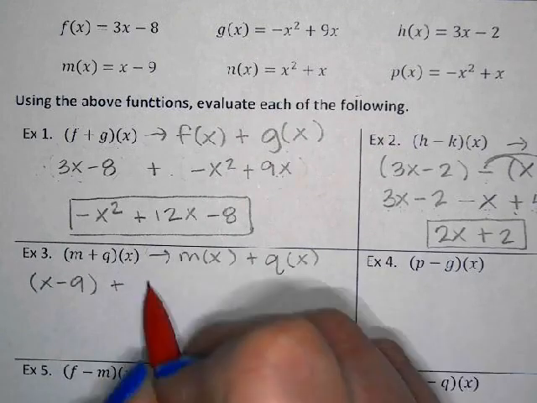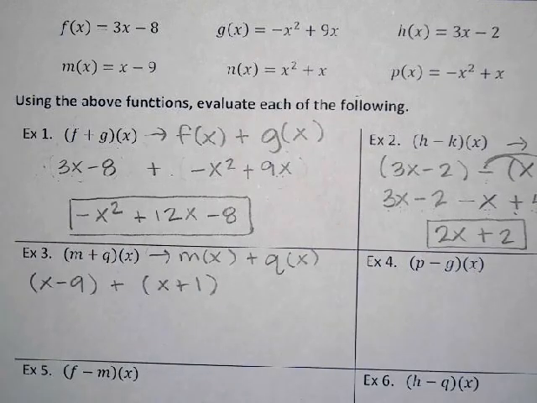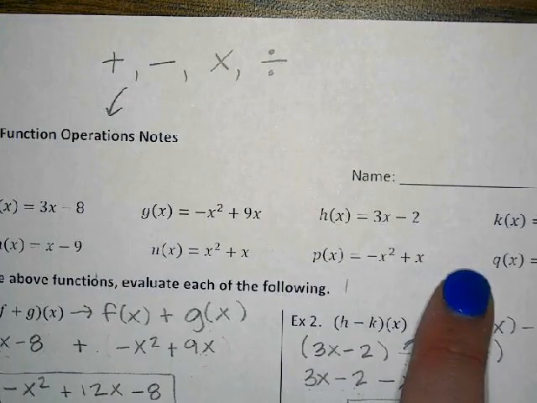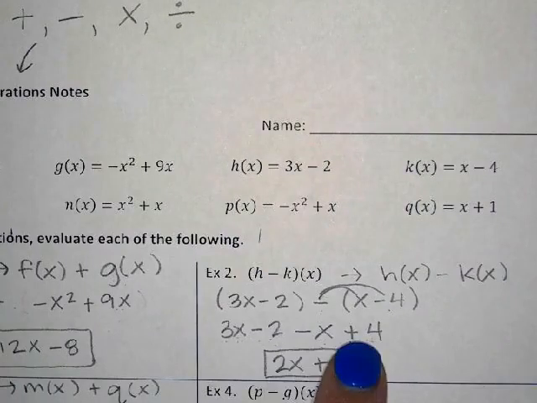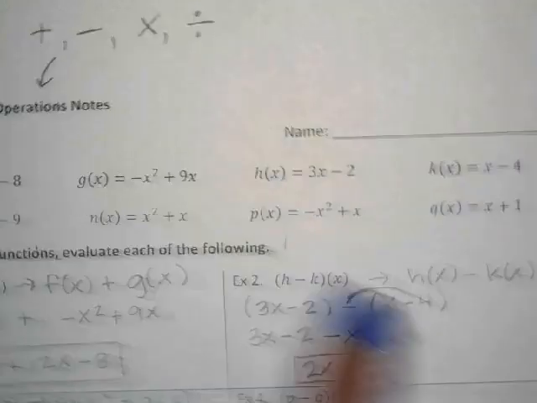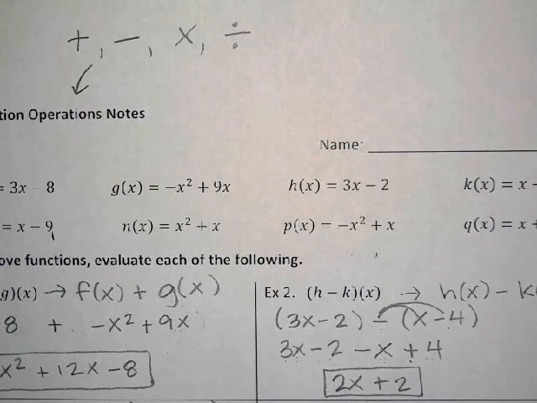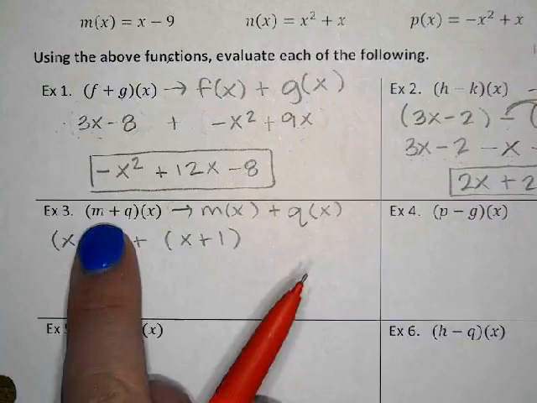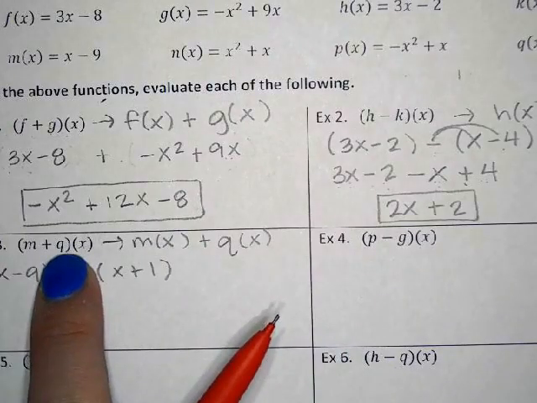I have a question. How are you getting these numbers? They're up at the top. Oh, at the end? I'm just combining like terms. I was like, how are you getting these numbers? They're at the top. Oh, okay, that makes more sense. I was confused. Yeah, they're all listed at the top here. So m is from right here, x minus 9, and then q is from right there, x plus 1.